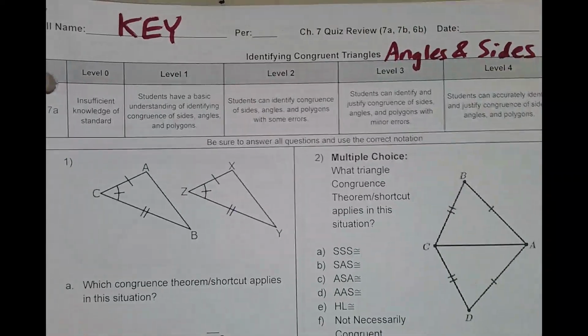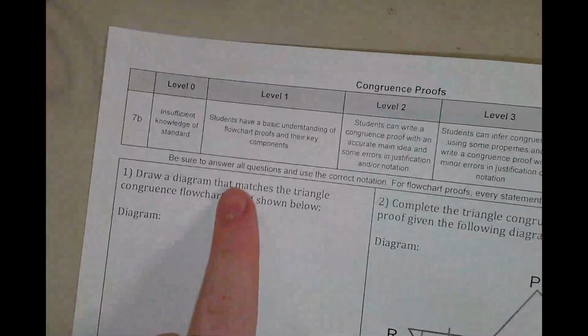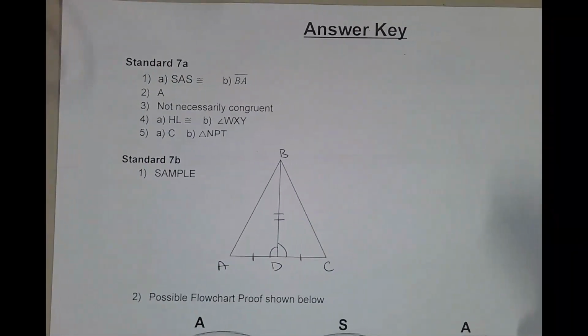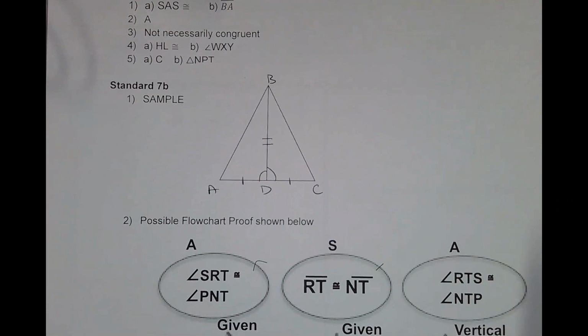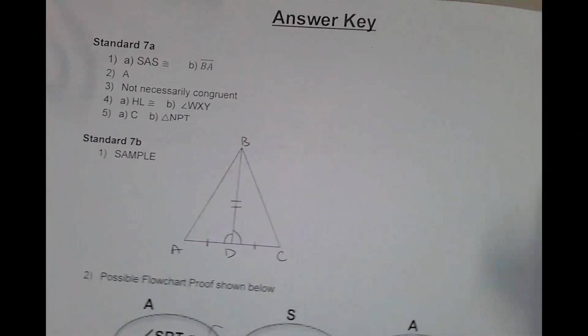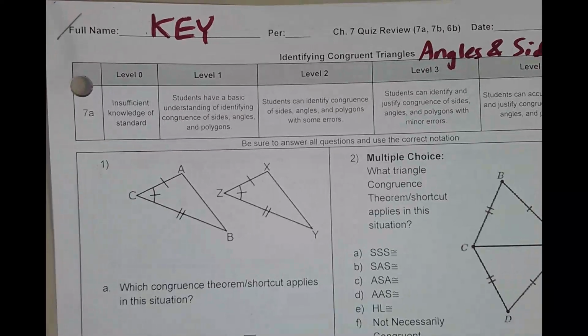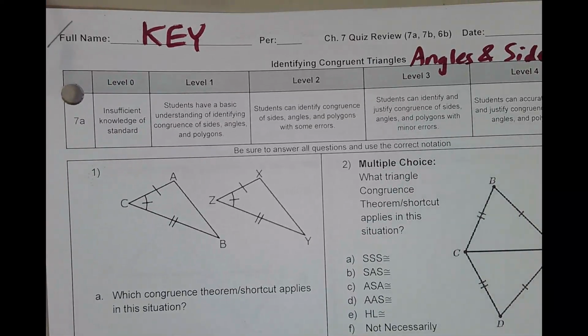And 7B, we're going to be going over congruence proofs. And then, of course, the last thing that's on your test is 6B. Remember, there is an answer key on the back, so you can try these on your own and check your work here. But for this purpose, I'm going to try and make a video that hopefully provides some help that will help you improve your scores on these standards.